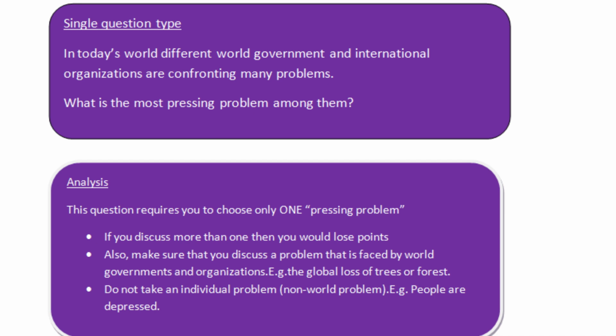Also, make sure that you discuss a problem that is faced by world governments and organizations. Say, for example, the global loss of trees or forests, meaning the deforestation problem, which is one of the most pressing problems faced by most of the world's governments and organizations nowadays. Okay, so that can be one pressing problem. Then do not take an individual problem, which is a non-governmental, non-world problem. Example, people are depressed, okay, that never comes under world government organizations.